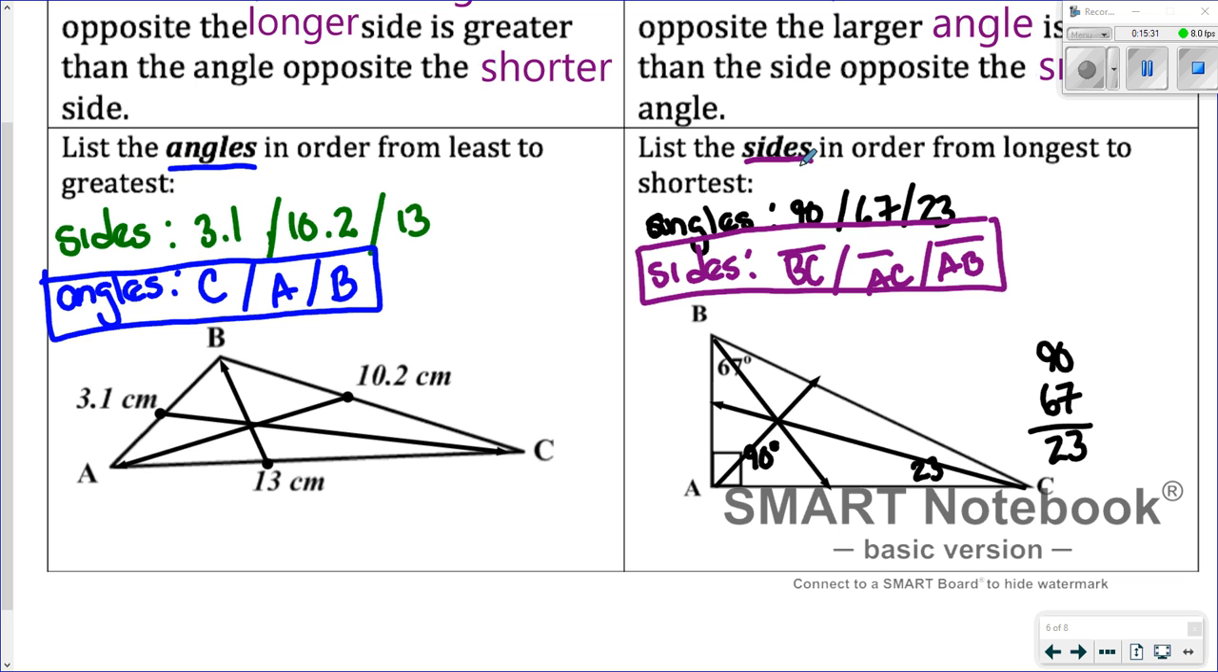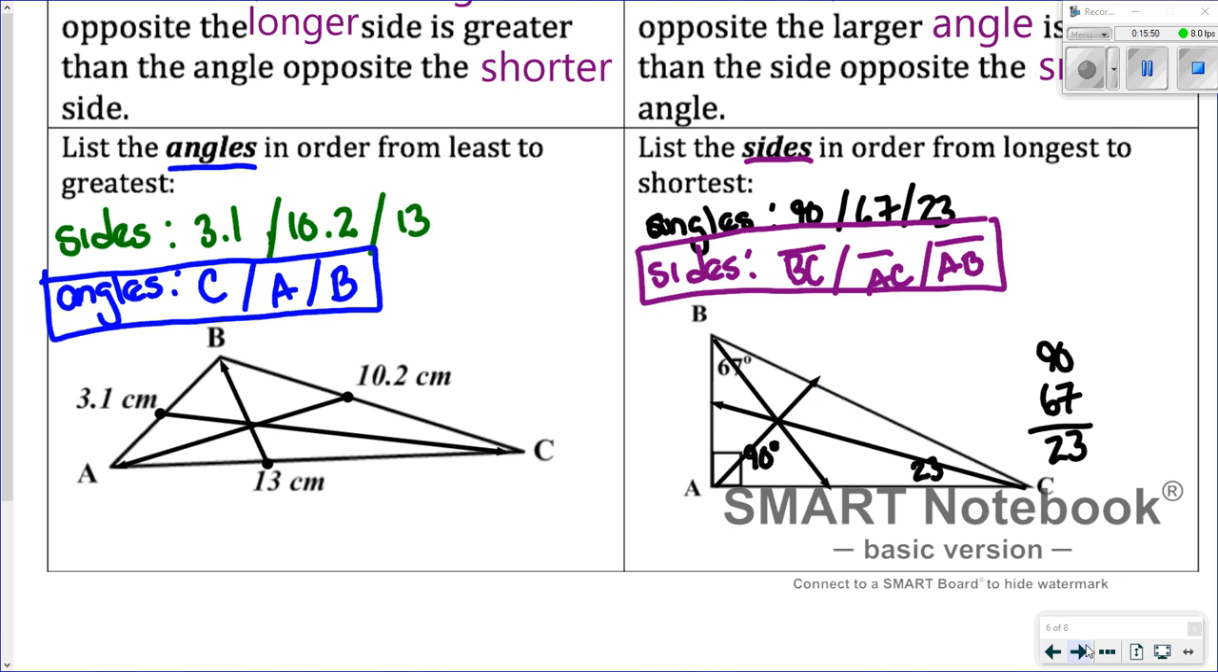Same thing with this one. If they're asking you for the sides, I don't want you to give me the angles. Sides and angles are two different things. So if they give you the angles, look for the opposite side from the angle, and it will tell you if that side is going to be big or not.